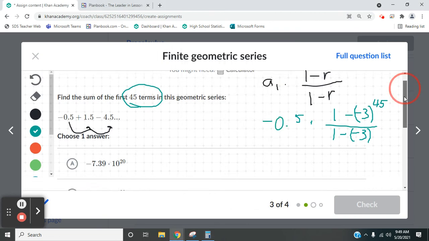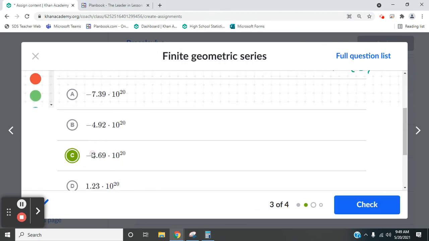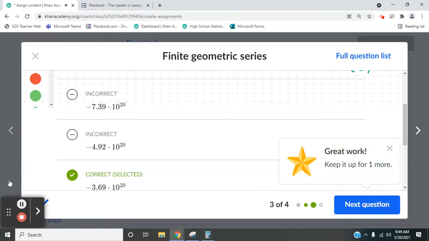Okay, so let's look through our choices. It's going to be represented in scientific notation. Yeah, there it is. Right there. What's this mean, though? -3.69. That's 4 places to the right. All right. This means -369 and then 20 zeros. Right? Ish. As a rounded decimal. All right, let's stop there.